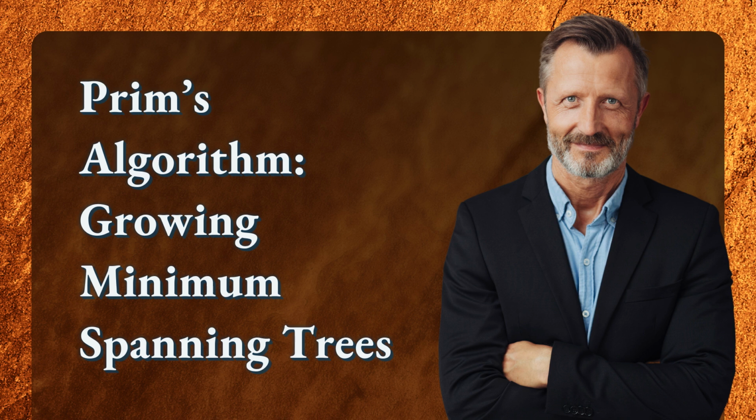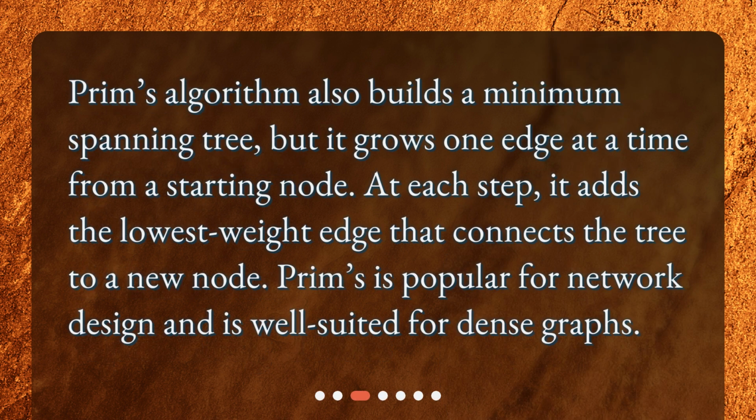Prim's algorithm, growing minimum spanning trees. Prim's algorithm also builds a minimum spanning tree, but it grows one edge at a time from a starting node. At each step, it adds the lowest weight edge that connects the tree to a new node. Prim's is popular for network design and is well suited for dense graphs.